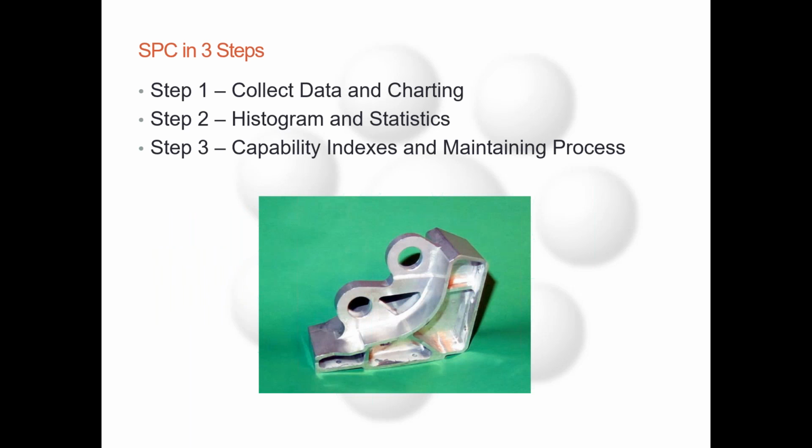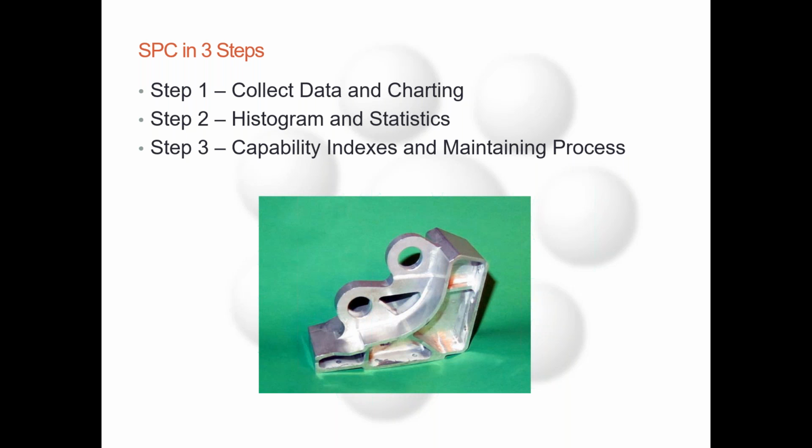SPC in 3 steps sounds simple, but you'll see there are some details here. One thing you need to keep in mind is SPC starts at the point of manufacture. You have to be making good parts. From there, the floor manager wants to know that the whole process is running at its best capability. And then finally, quality control wants to know that the products they're ready to ship will meet the customer's requirements.